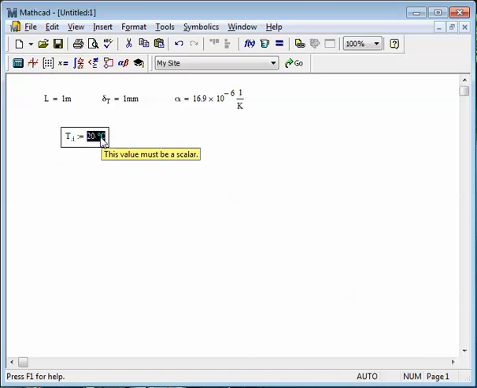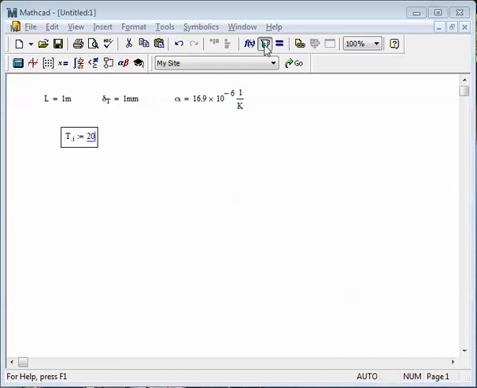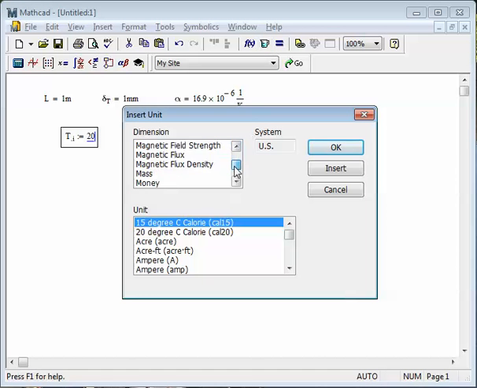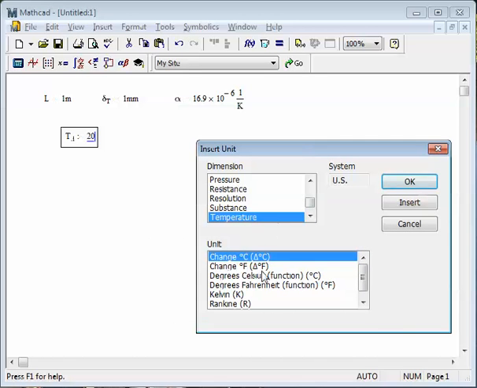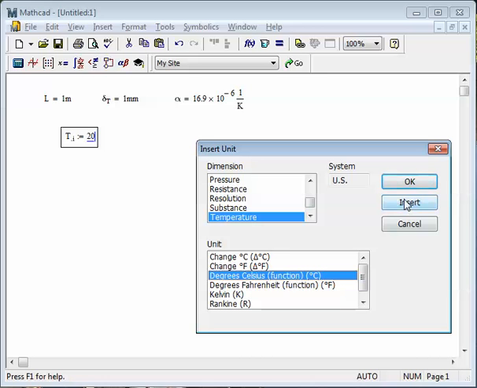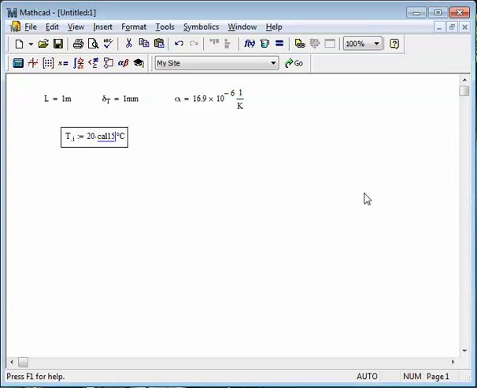So let's try this again. 20, let's try the insert temperature unit function. Let's go down and get the temperature units. And here we have them. Here's our change in temperature, and our temperature in degrees Celsius, or change in degrees Celsius. It has similar things for Fahrenheit as well. I could insert this and hope for the best. The one that's the actual, not the change, but the actual temperature. But when you do, it does something very strange. What's this?